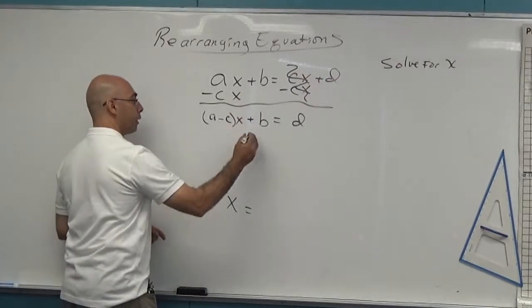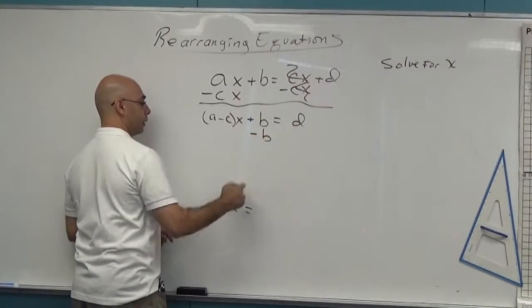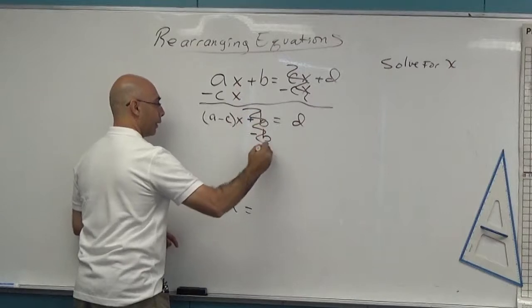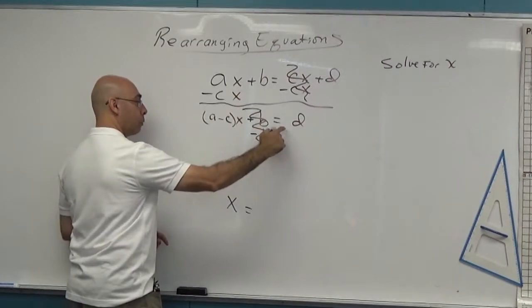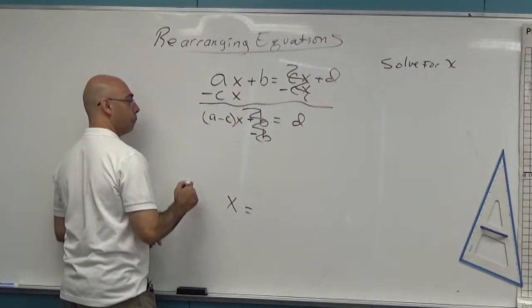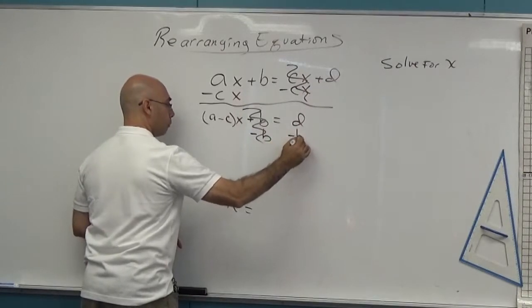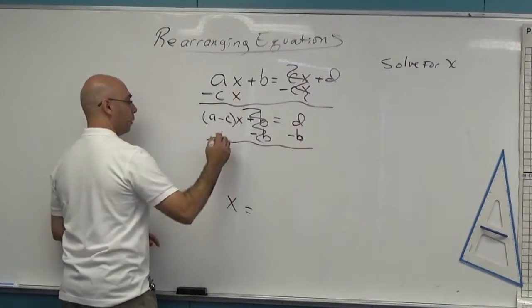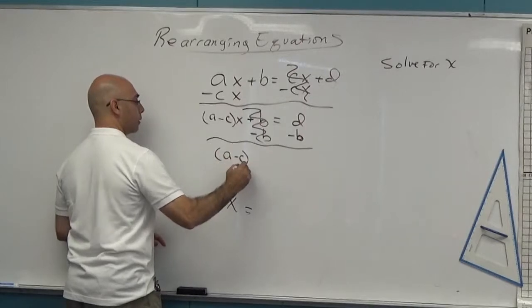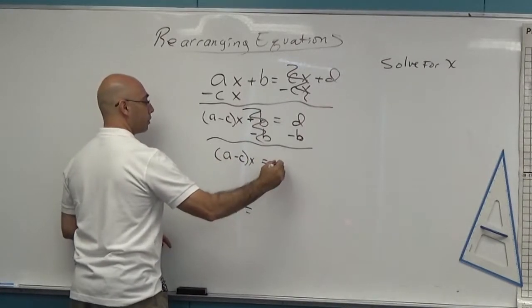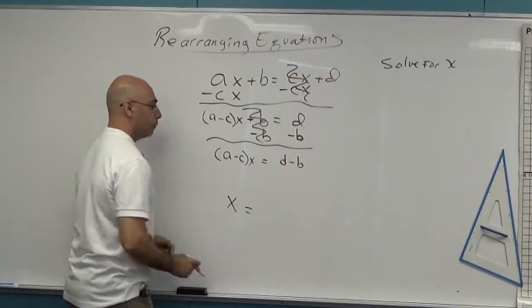I want to get rid of that b, because I want that gone. I just want it to say x. But again, if I'm going to take away b here and I need to treat both sides equally, what should I do here? Subtract b as well. So I'm left with a minus c times x equals d minus b.